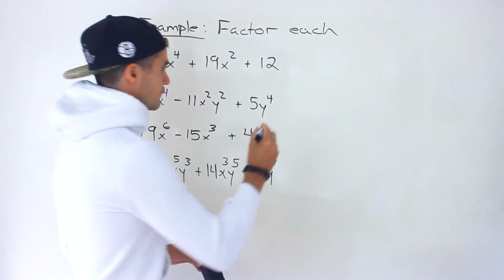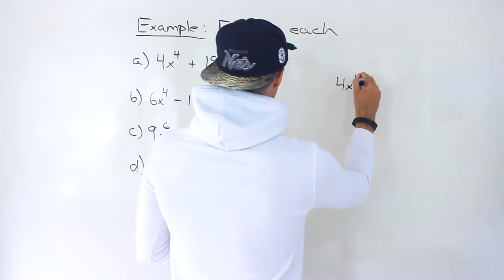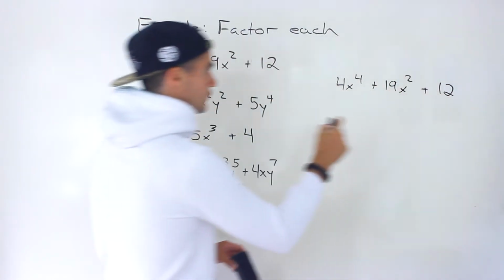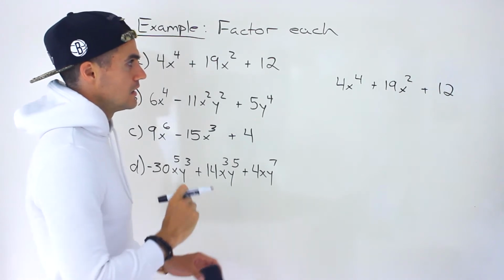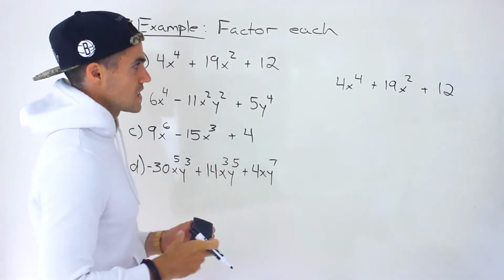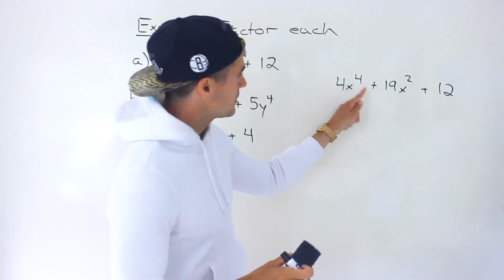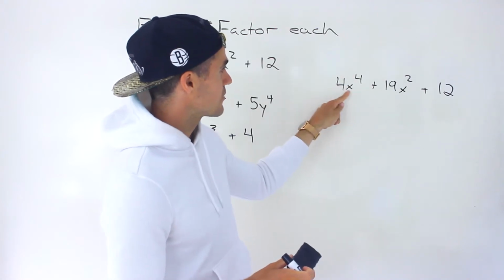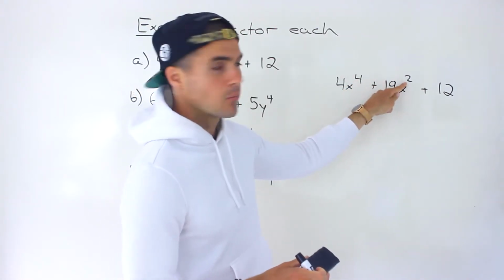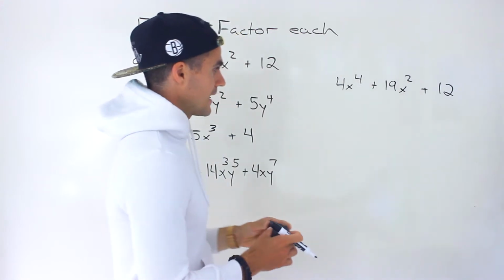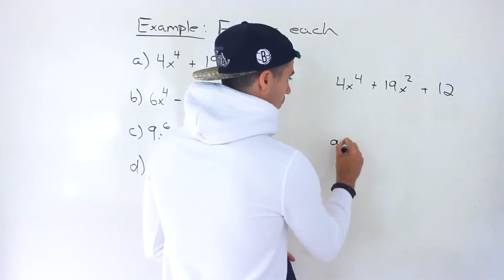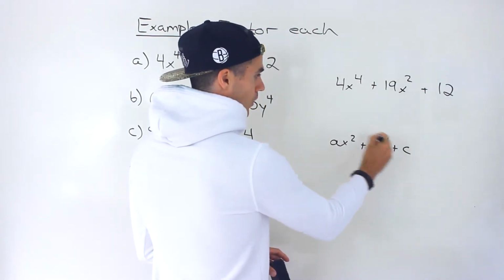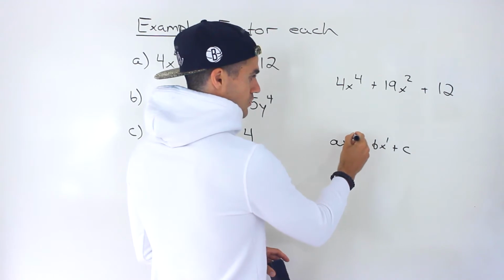So starting off with the first one, we got 4x to the 4 plus 19x to the 2 plus 12. And this is a common situation that comes up: notice that this leading term has an exponent that's double this one over here. And that's actually similar to a quadratic, right? Because a quadratic has an exponent of 1 and then an exponent of 2. So this is double that.